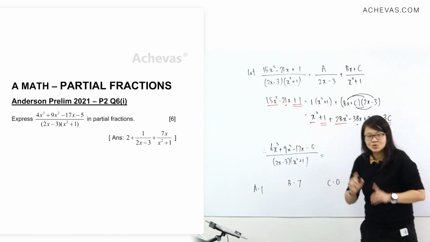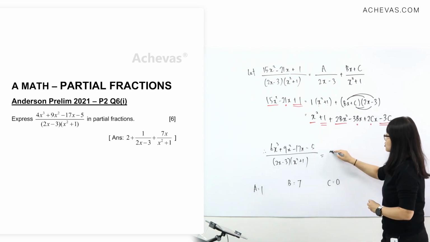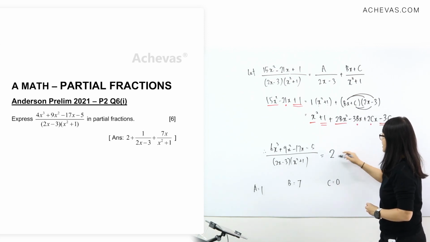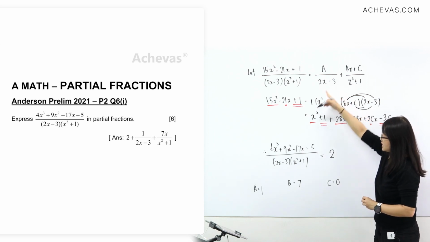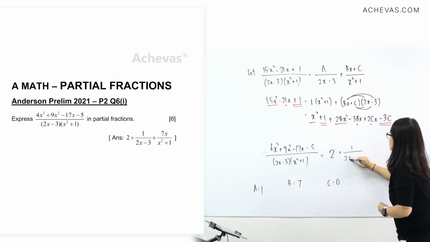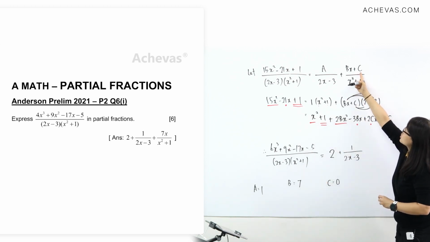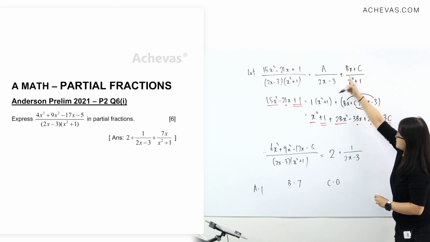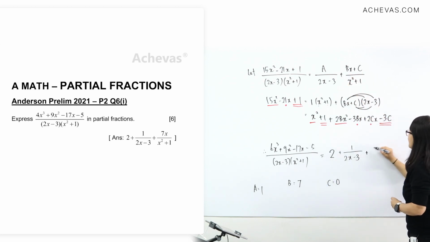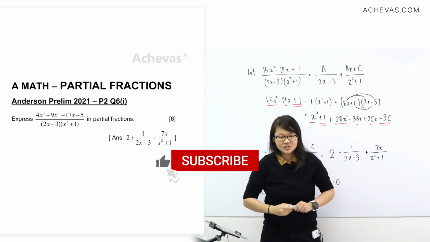What I do want you to remember is that you did a long division at your first step. That quotient 2, you write it back. Next, followed by this one here. A is 1, so I'm going to write plus 1 over 2x minus 3. And I'm going to insert C and B in here. So C is 0, so I'm left with this term here. B is 7, so I'll have plus 7x over x squared plus 1. Okay? So this is my final answer for my partial fractions question.